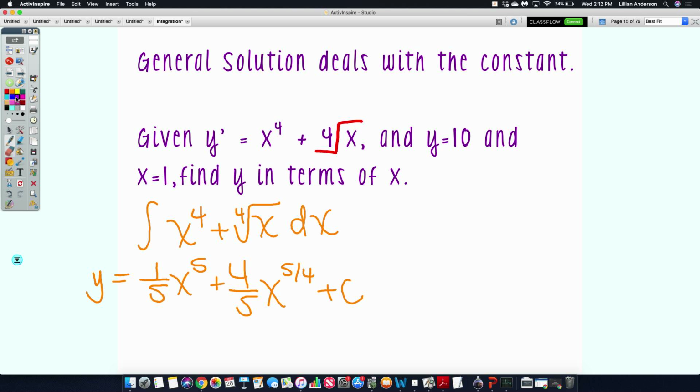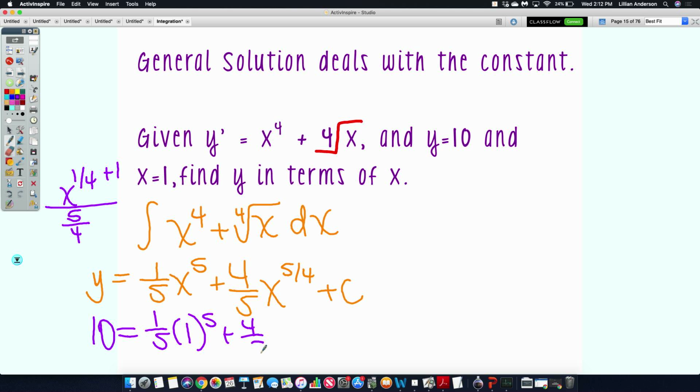Now, just in case you missed how we got that 4/5 part, remember that's x to the 1/4. You add 1, that's how you get 5/4, and then you divide it by the new exponent. That's what causes it to flip. Now, if I want the actual specific solution, I use 10 for y and 1 for x to find the value of my constant. You guys remember us doing this earlier this year? Okay, so we already know that 1 to any power is just 1. So this is nothing but 1/5 plus 4/5, which is what?